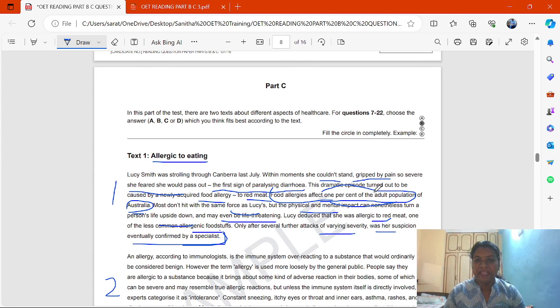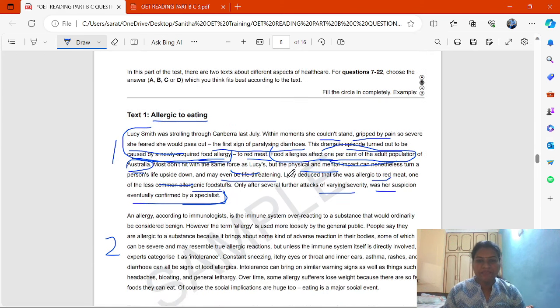See, the dramatic episode turned out to be caused by a newly acquired food allergy. There are some symptoms. Most don't hit the same force as Lucy, but the physical and mental impact can nonetheless turn a person's life upside down and may even be life threatening.